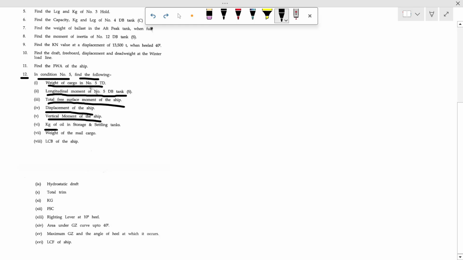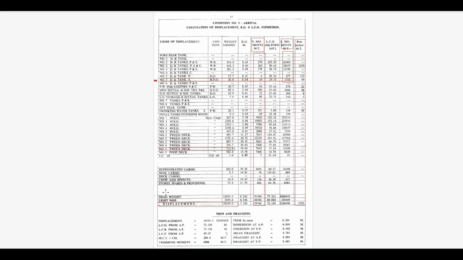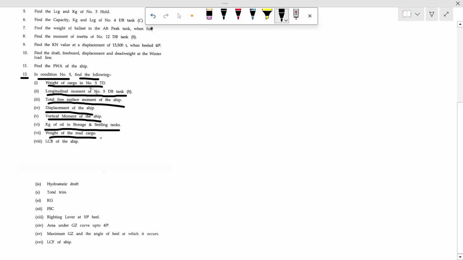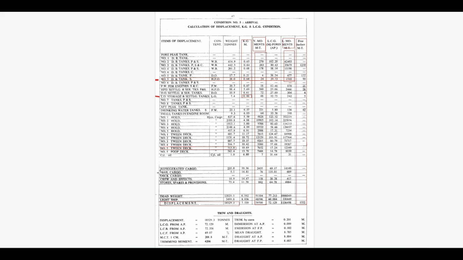Now we have to find kg of oil in storage and settling tanks. For that, we have to search in these rows. They have given here, this is for storage and settling tanks, and the column for kg is given here. So kg for storage and settling tanks is 6.46 meters. And we have to find the weight of the mail cargo. So mail cargo is mentioned here, and the weight for mail cargo is 5.1 tons.